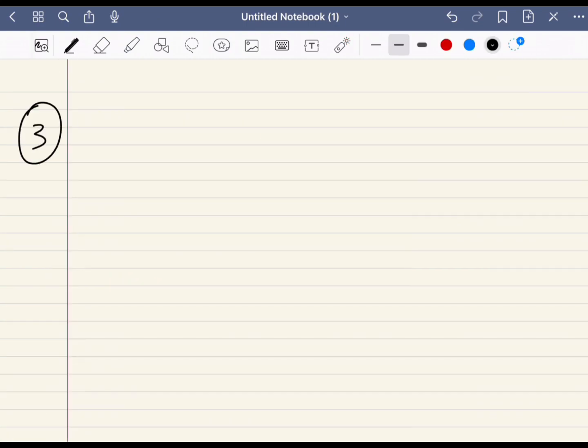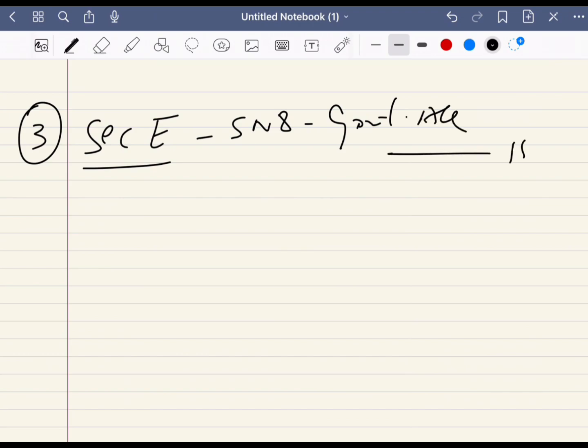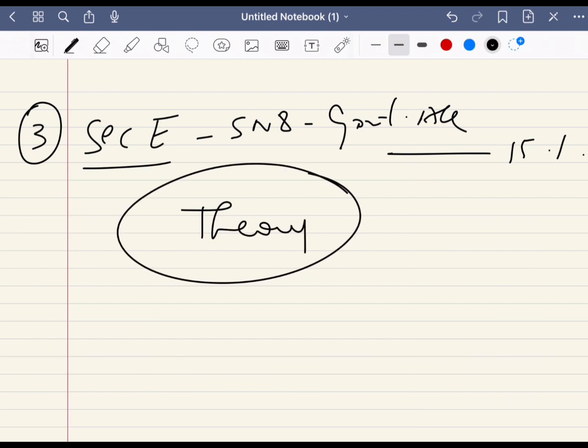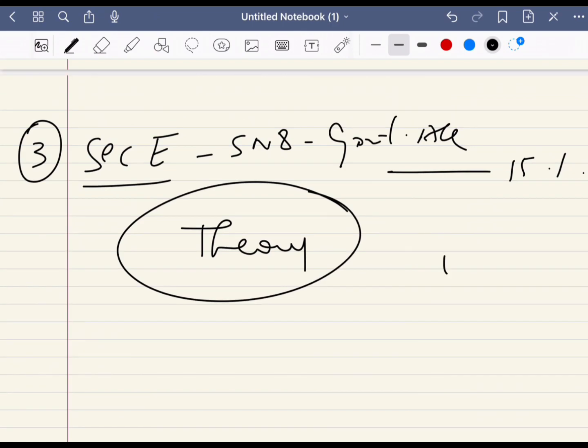After completing section D and section A, now directly come to section E, which is our study note 8, that is government accounting. The weightage is 15%. Government accounting is a completely theory chapter. There is nothing to understand in this chapter. The only thing you need to do is learn by heart all the theory questions. As far as I remember, there will be around 10 to 15 questions in this chapter. Learn all the questions thoroughly by heart.